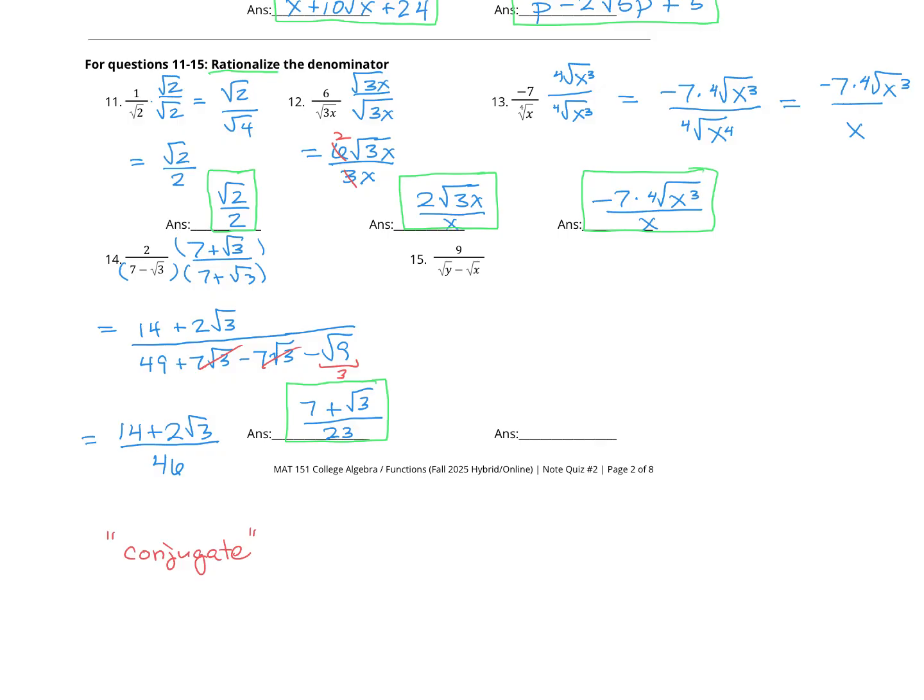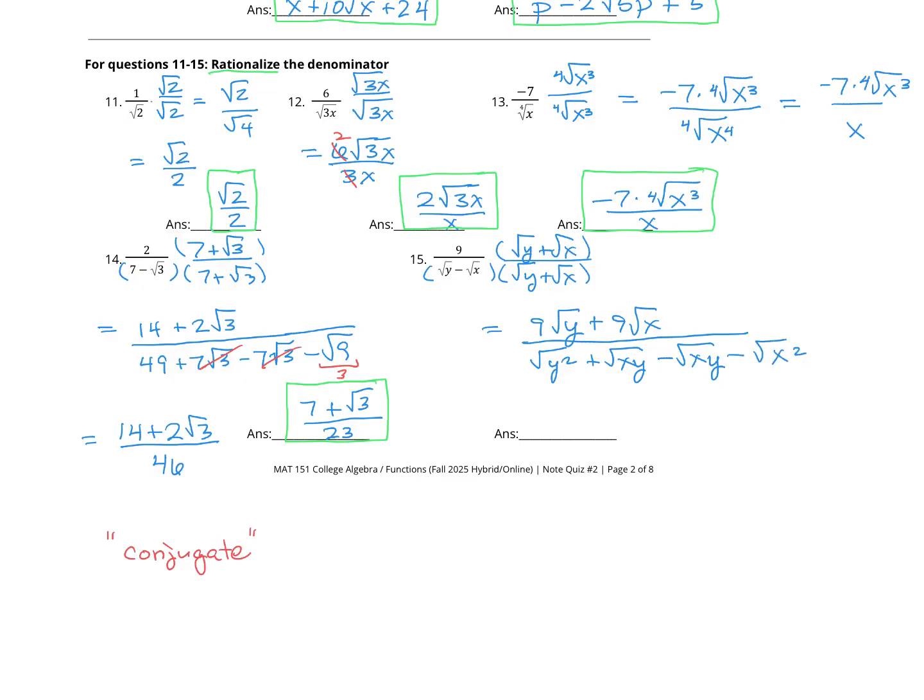For the next one, we're going to once again multiply by the conjugate. It's going to be the square root of y plus the square root of x above and below. Upstairs, we just distribute the 9 square root y plus 9 square root x. Down below is where all the magic happens. We get the square root of y squared plus the square root of xy minus the square root of xy minus the square root of x squared, which we know simplifies down further.